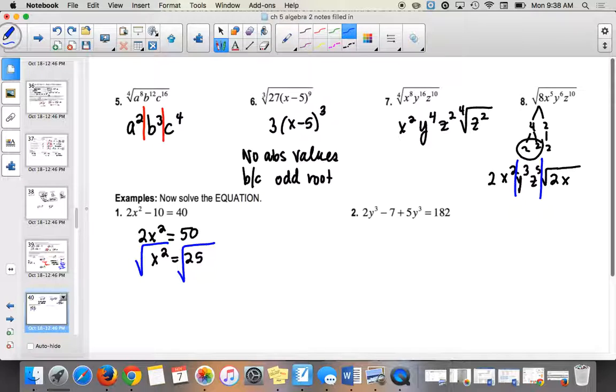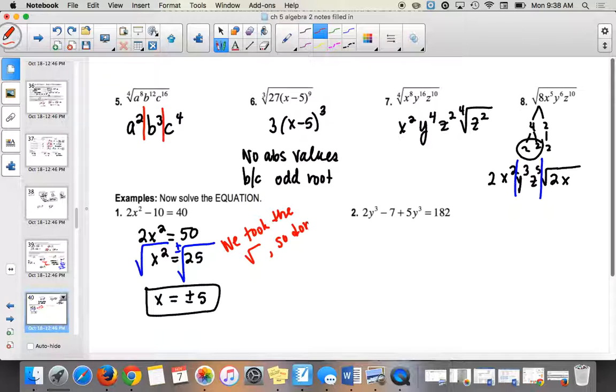When I take a square root, remember, I always write plus or minus. So if the square root was originally in the problem, it's automatically plus, like the sign in front of it is plus. But if I take a square root, I write plus or minus. So I get x equals plus or minus 5. Does that make sense? 5 and -5, when squared, give you 25. So we took the square root, so don't forget plus or minus.